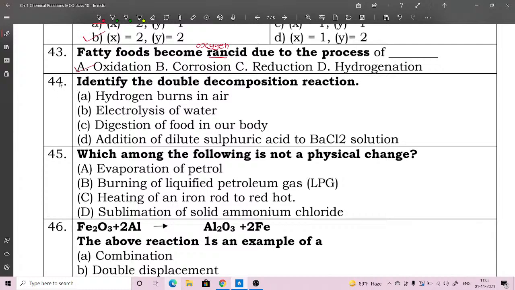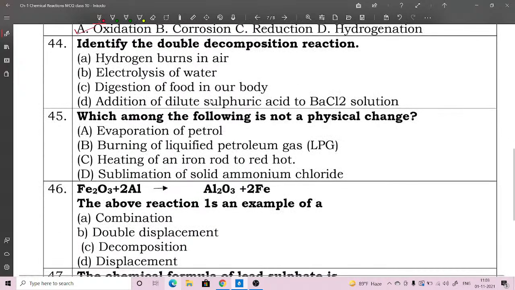Let us move on to question number 44. Identify the double decomposition reaction. Hydrogen burn in air, electrolysis of water, digestion of food in our body, or addition of dilute sulfuric acid to barium chloride solution. Okay, double decomposition reaction.